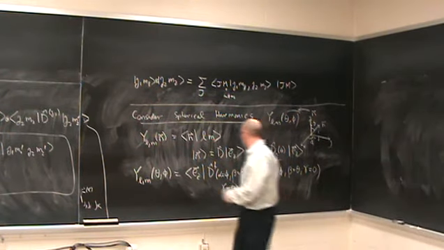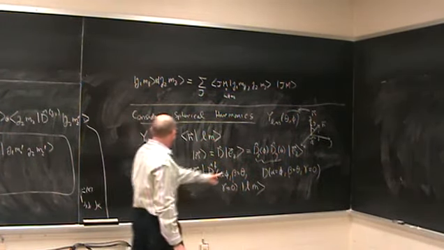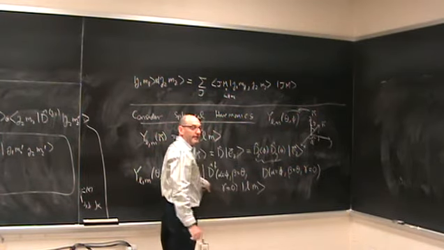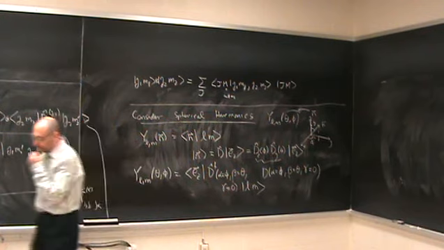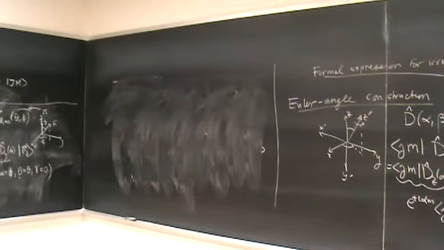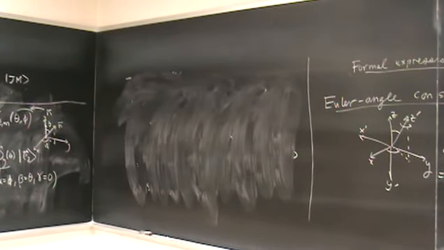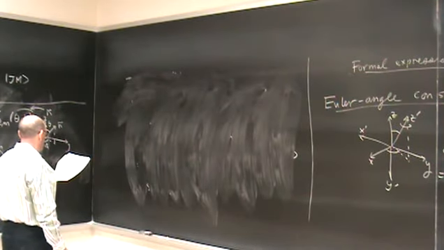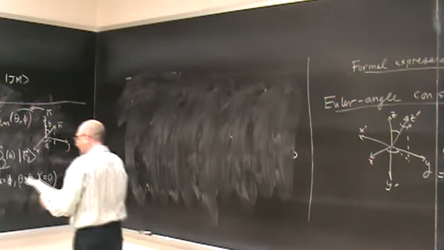Why is it complex conjugate? Because I took the adjoint to make it like that. Okay, I need to remind myself of something. Yeah, that's right. Okay, good. Right.